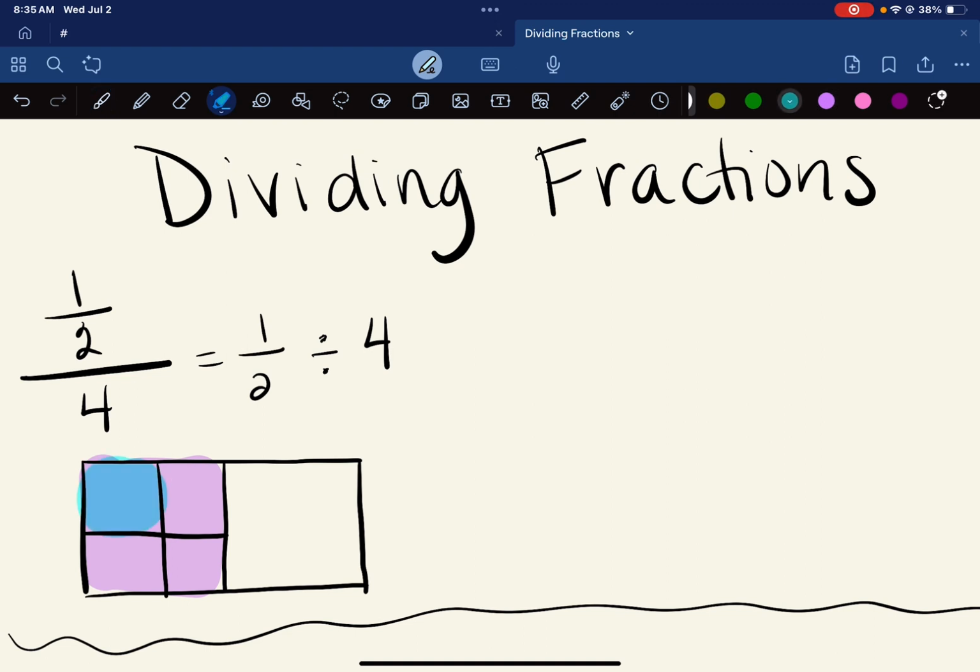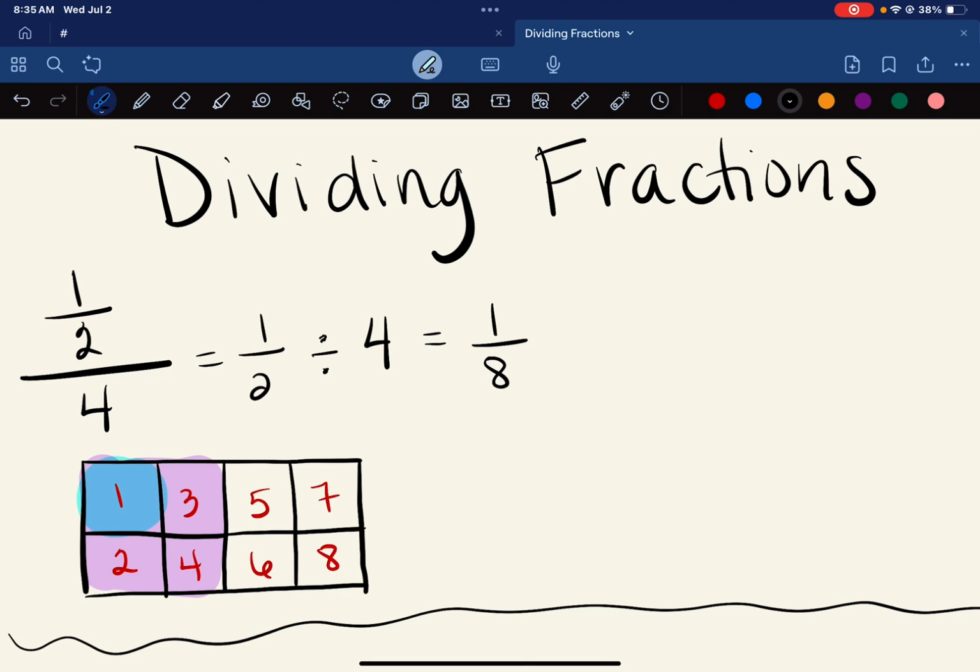So how big is this piece from the original figure? Well, it's kind of hard to tell the way that it's drawn, so I'm going to go ahead and cut the right side into 4 pieces as well. So now I have congruent sections. So how many total squares do I have in my original rectangle? That's 1, 2, 3, 4, 5, 6, 7, 8. So 1/2 divided by 4 is just going to give me 1 out of 8, 1/8.